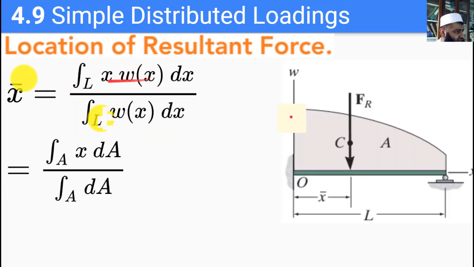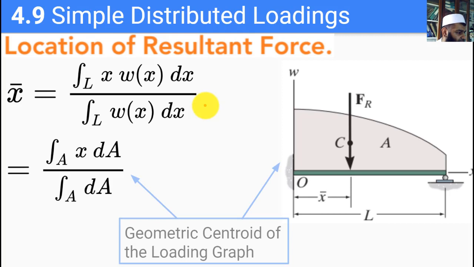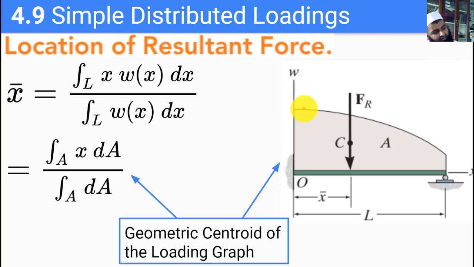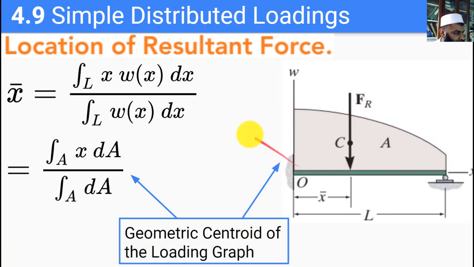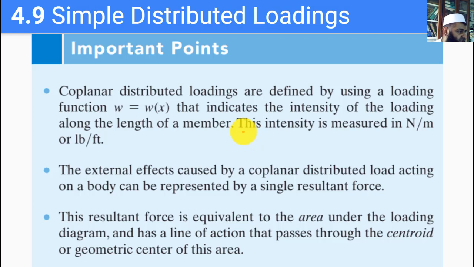So just to reiterate, this is the location of the resultant force, the same formula that we derived in the previous slide. Okay, this also happens to be the geometric centroid of the loading graph. Centroid is something that we would discuss later in the course, but this form is exactly the same form that we get for the geometric centroid of any shape.